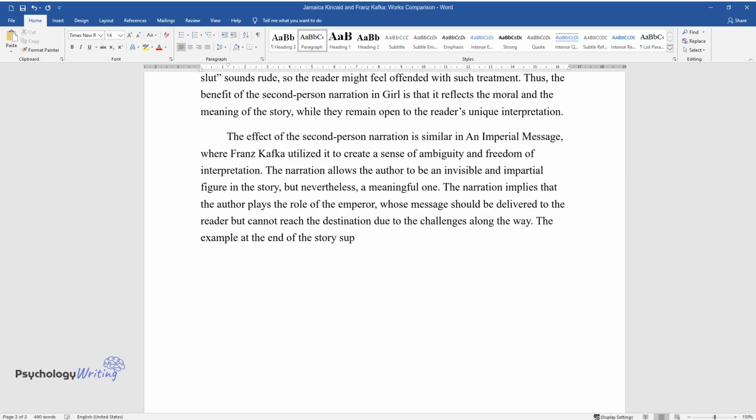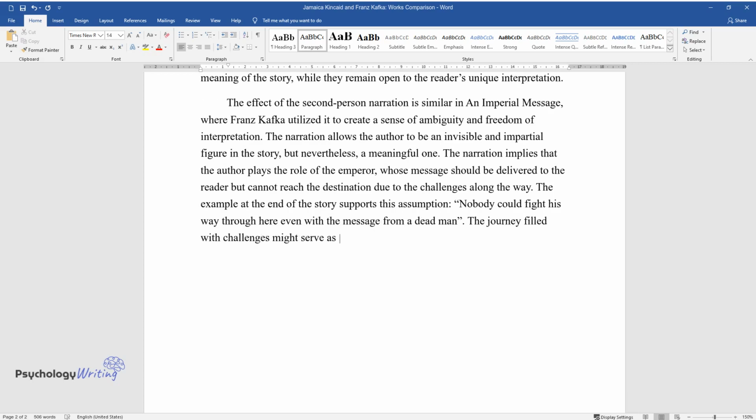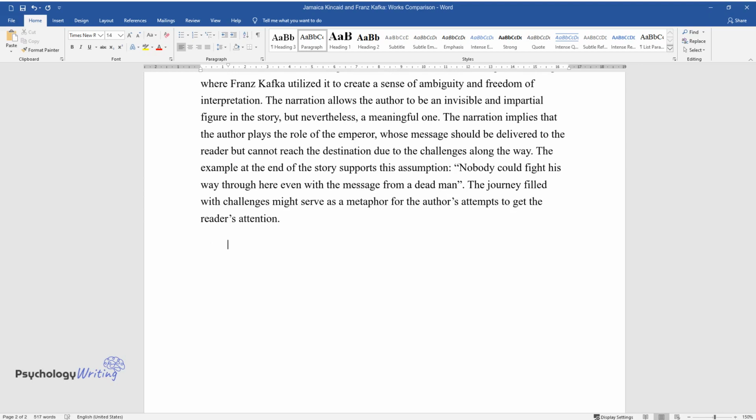The example at the end of the story supports this assumption: nobody could fight his way through here even with the message from a dead man. The journey filled with challenges might serve as a metaphor for the author's attempts to get the reader's attention.